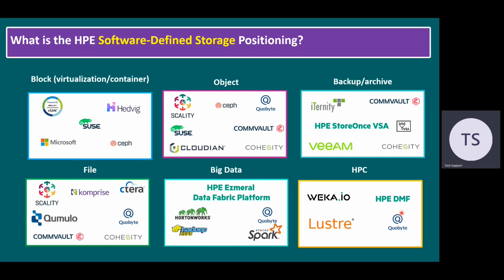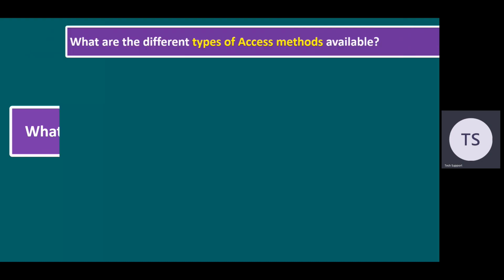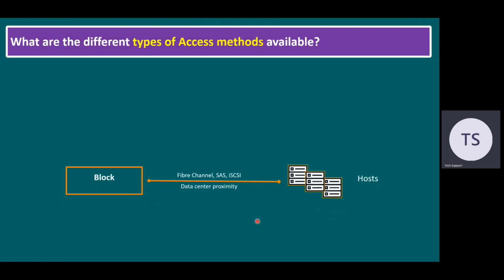Okay. Now, until now we talked about system defined storage and software defined storage. Now let's understand what the different types of access methods available are. In general we have three different types of access methods. Let's start with the first method, which is block. Within block, as we know, we have RAIDs and we can configure them as LUNs, logical unit numbers, and we can access them using Fibre Channel, SAS and iSCSI, Internet SCSI.